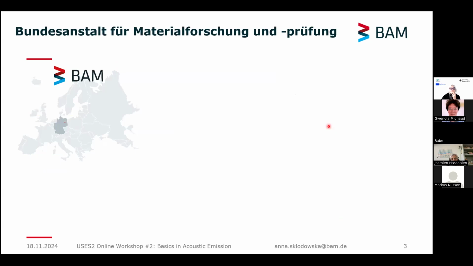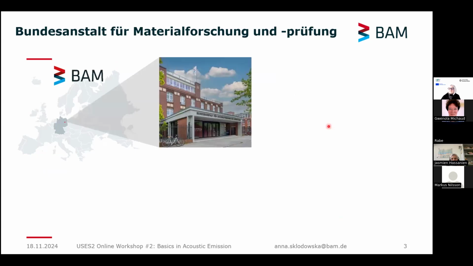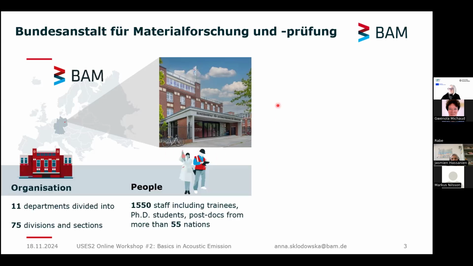So a few words about BAM. I think most of you are familiar with the institute because you've been there, but just a quick reminder for those who don't know it. BAM is a materials research center. We are located in Berlin, in Germany. This is the main entrance, and this is actually our building where we work. The organization is quite big. We have 11 departments divided into 75 divisions and sections.